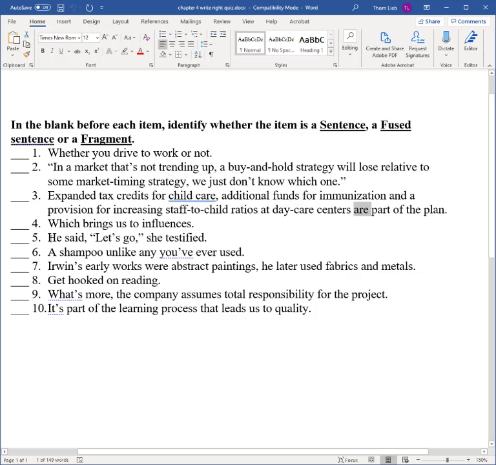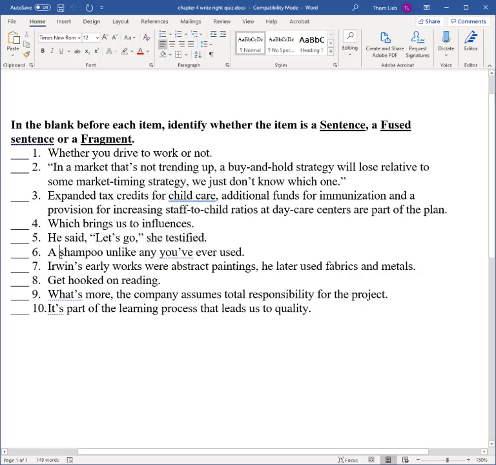Next one looks a little tricky, but it really isn't. We have a subject, he. We have a verb, said. We have what the person said, so that's our object, if you will. And then we have an attribution for the whole thing. So this really is a simple sentence. It just looks like more than that because of the commas in here.